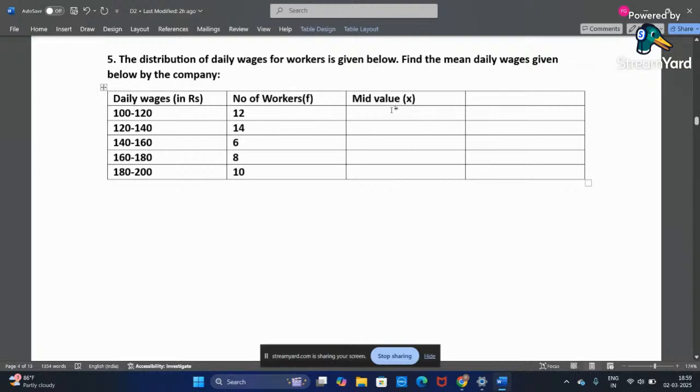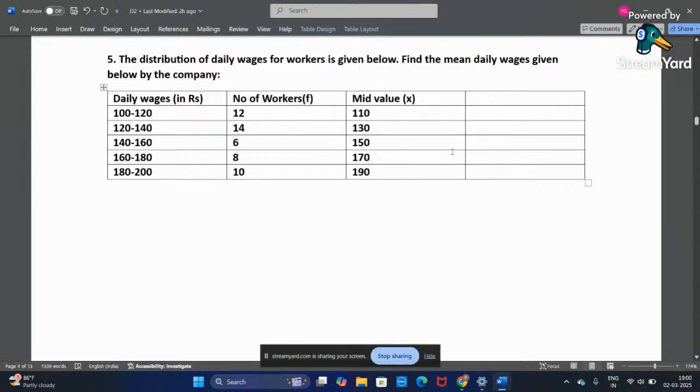What is the mid value? Between 100 and 120, we are getting 110 as the mid value. Between 120 and 140, what is the mid value? It is 130. Here it is 150. Here it is 170. Same way, here it is 190.